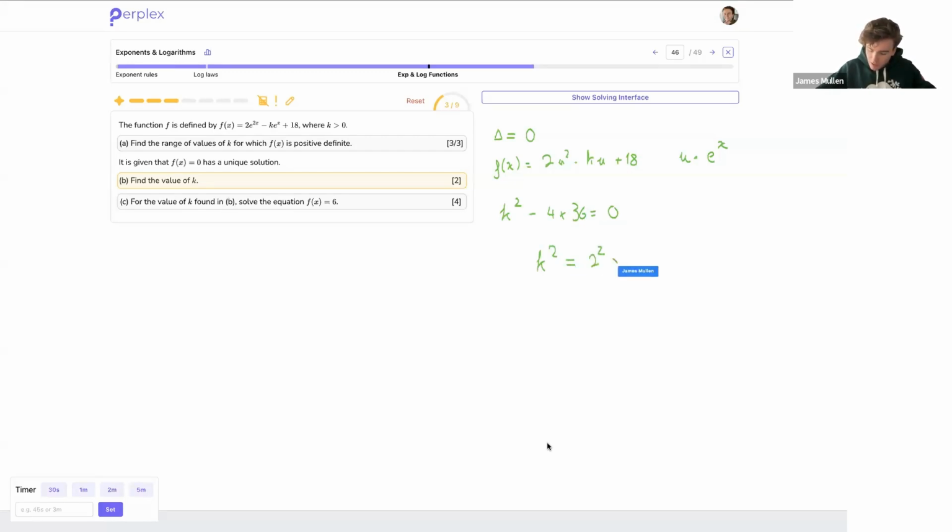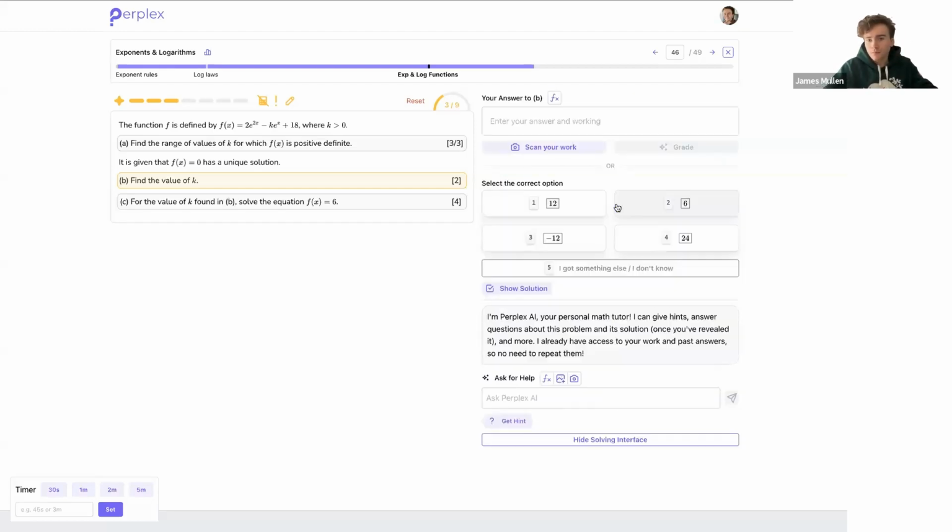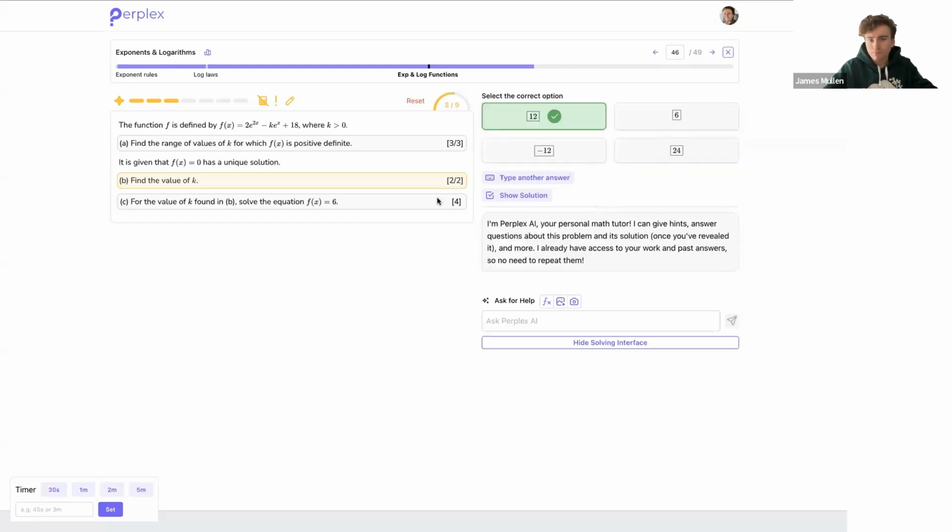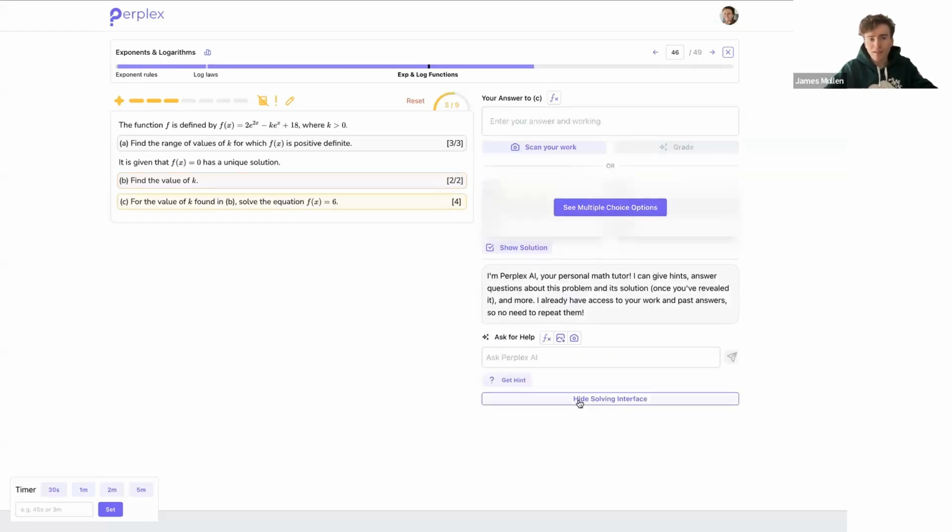So that's 2 squared times 6 squared, which makes k equal to 2 times 6, which is 12. All right, that's the answer for part B: 12. And now finally, part C.